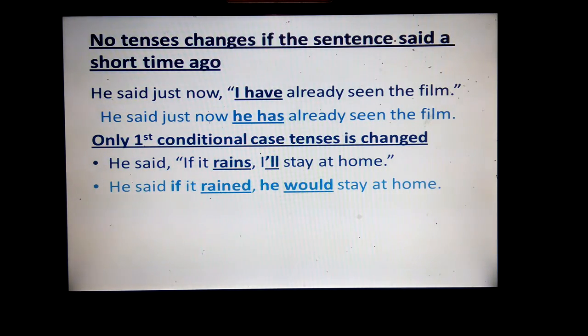He said if it rained he would stay at home. So "rains" became "rained" and "will stay" became "would stay". This is normal, the usual situation for ordinary sentences. So the first conditional is treated the same as ordinary sentences. But if I have a second or third conditional sentence, it stays as it is, without change.